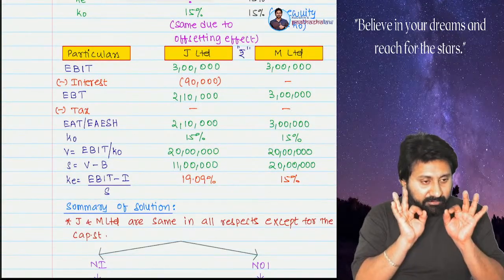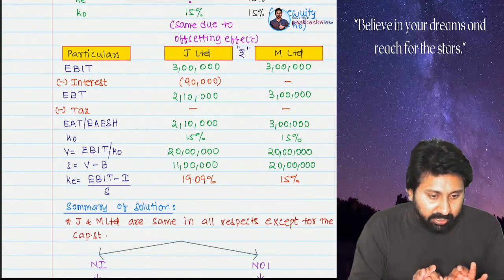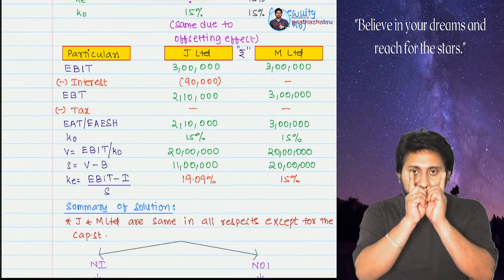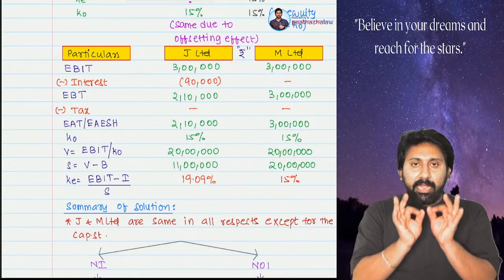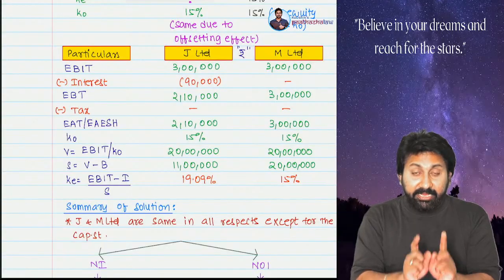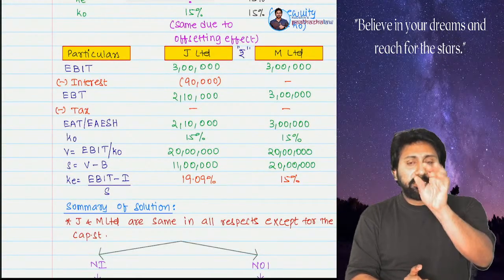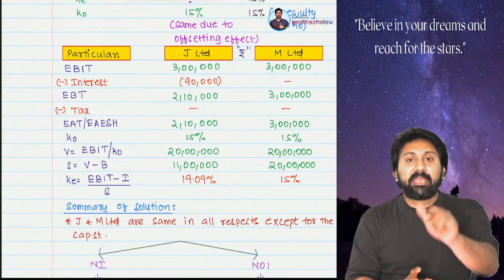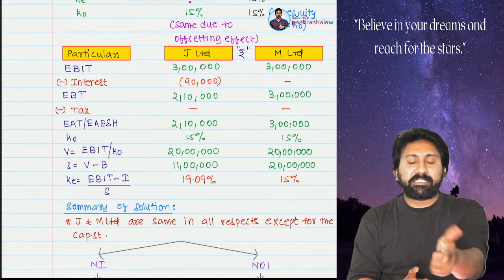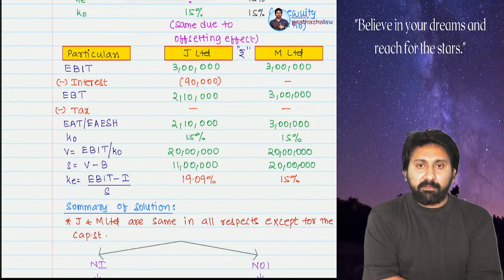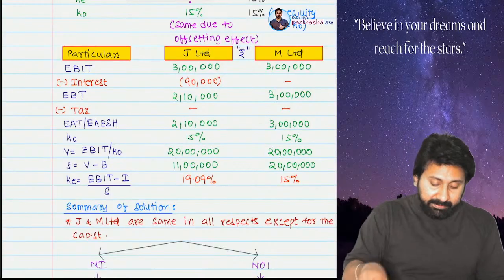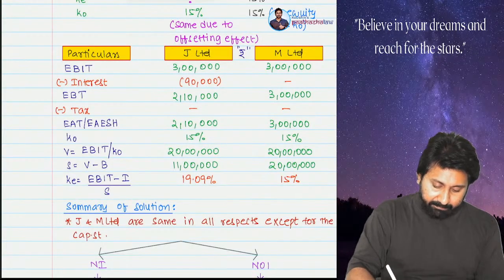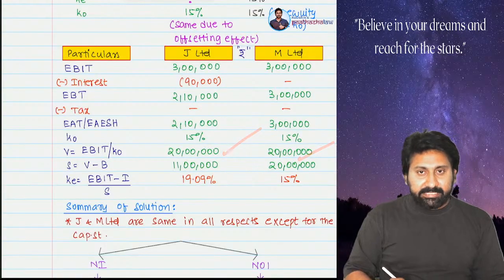Simply, I can tell only one conclusion very quickly. Please listen carefully. Point number 1. Net income approach. Simple logic. KE is same for both the companies. KO will change. Value will change. Net operating income approach. Value will be same. That's why we will first take the value as same.